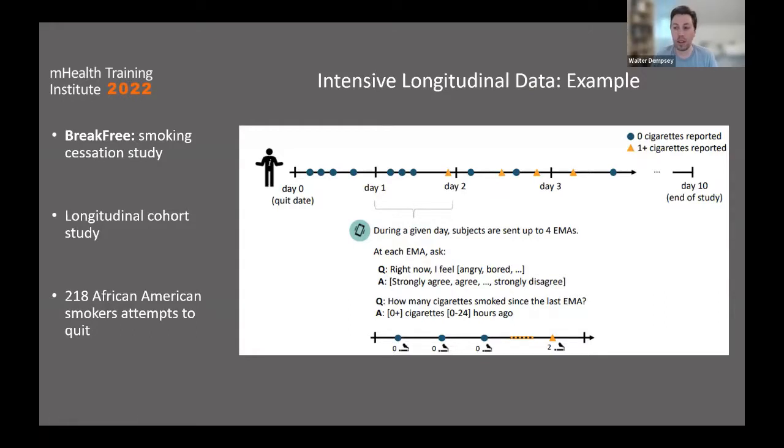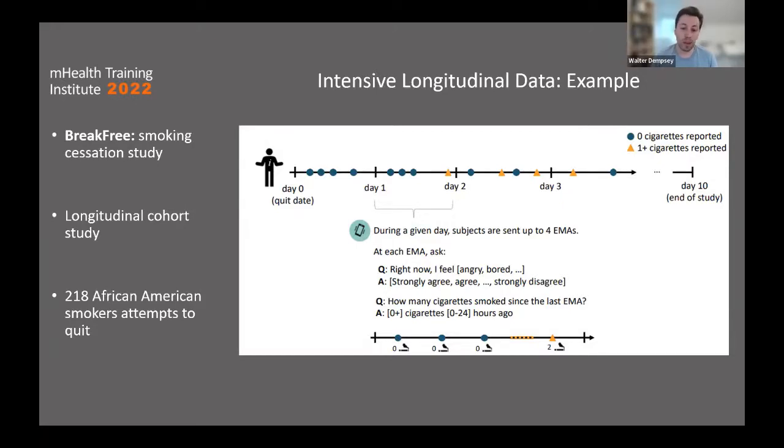So what I'll focus on at the beginning of this talk is a very simple example of intensive longitudinal data coming from a study called Break Free. It's a smoking cessation study. It's a mobile health smoking cessation study in which we're following individuals 4 days before their quit date and then 10 days after, using wearable devices as well as self-report. And in this picture right here, I'm just focusing on the self-report side of things.